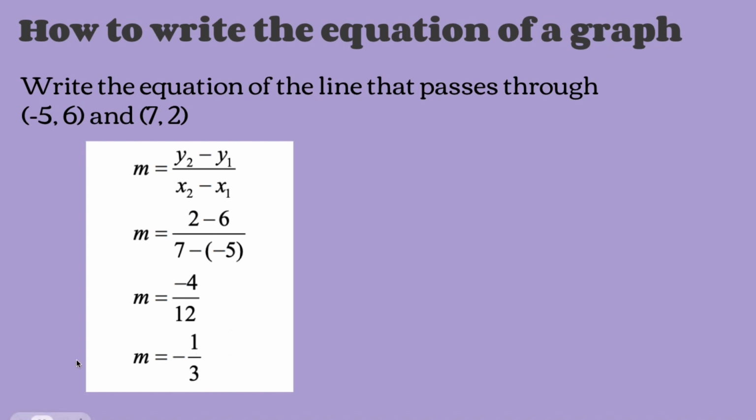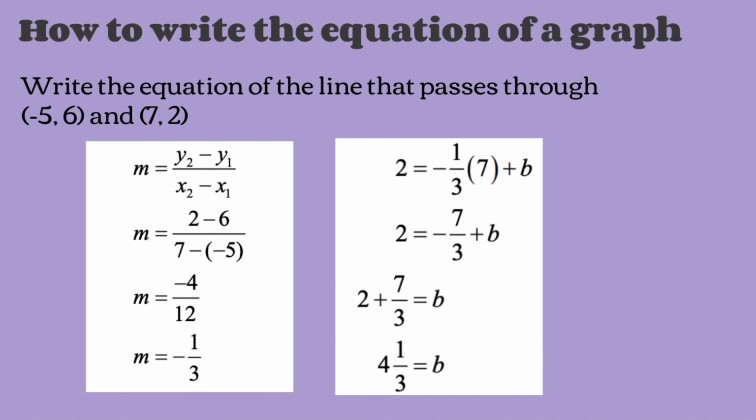So now we have our slope, which is -1/3, and now we're going to use our slope and one of these coordinates to find b, the y-intercept. Here we used the coordinate (7, 2), and we used the slope-intercept form, y equals mx plus b. M is our slope, so it's placed here. And for y, we use the y from this coordinate, and the x is from this coordinate. And we're going to solve for b. So after solving, we see that b is equal to 4 and 1/3.